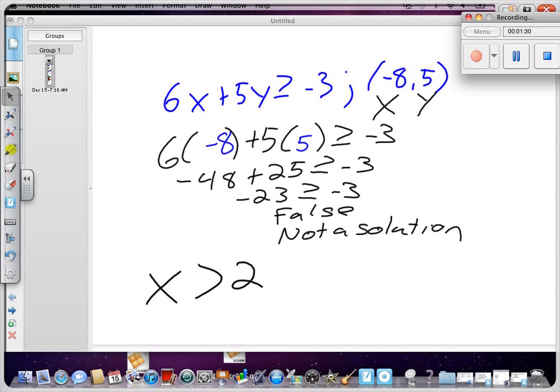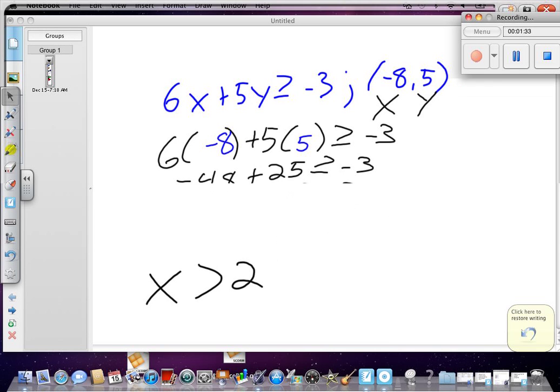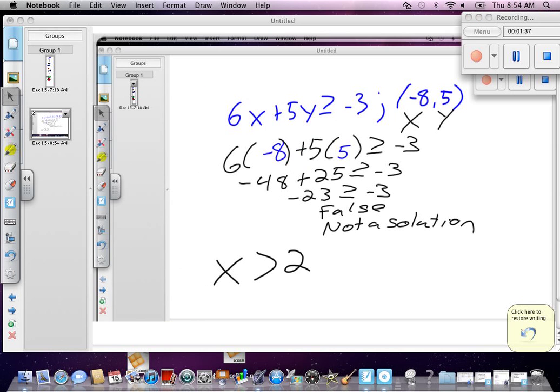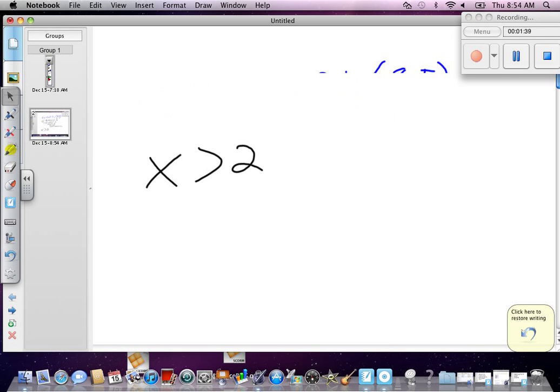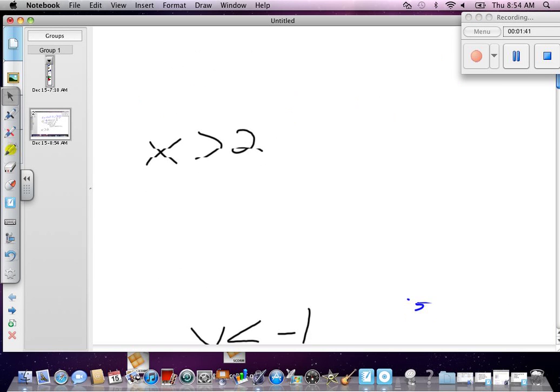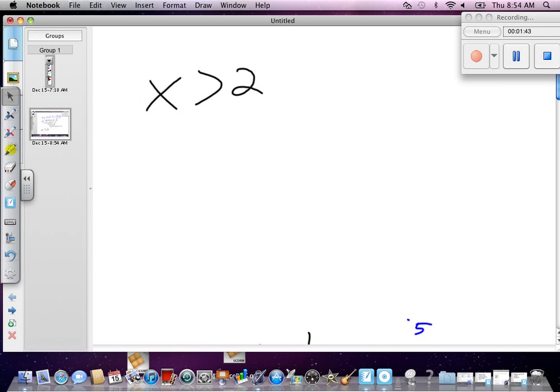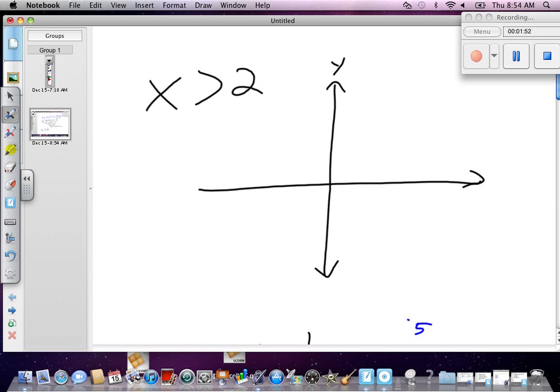All right, unfortunately, this is going to disappear because this computer program is silly. Okay, now we're going to graph this. x is greater than negative 2. So first thing I know I need is a y-axis and an x-axis.